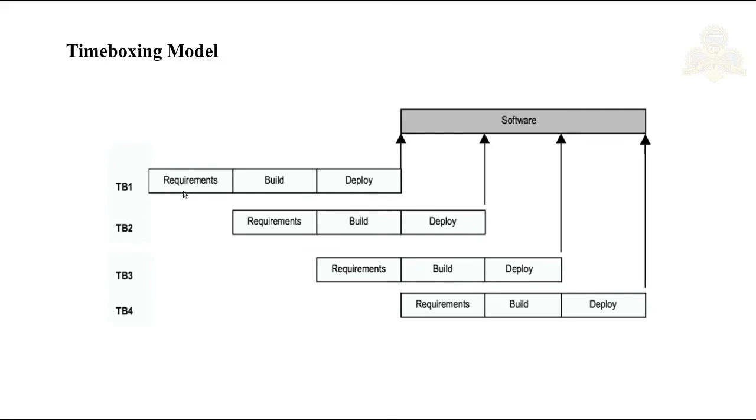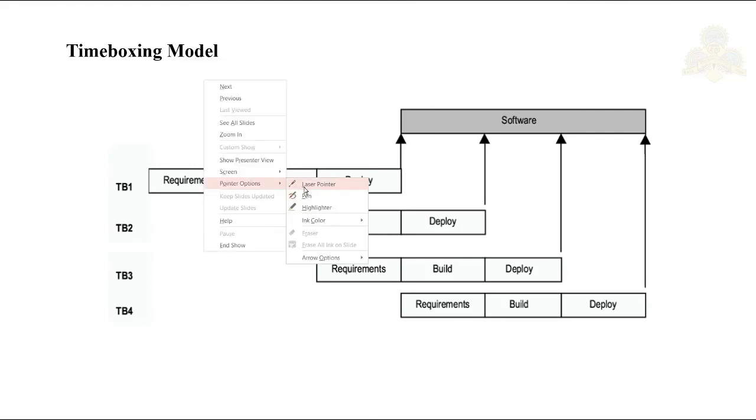Now when the requirements team has finished the requirements for timebox 1, they'll move to the requirement preparation of timebox 2. Getting it? First, in timebox 1, the requirements team will analyze and build the SRS as well as the design. Next, once they have finished the work, they'll move on to the requirement analysis of timebox 2. Now, when the build of timebox 1 is completed, the code is handed over to the deployment team and the build team moves on to build code for the requirements of timebox 2.